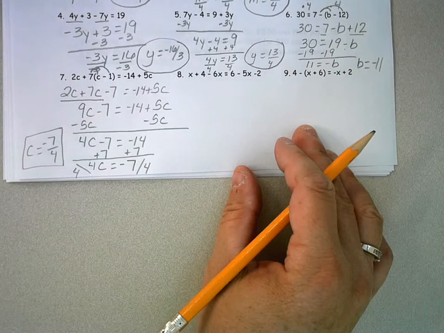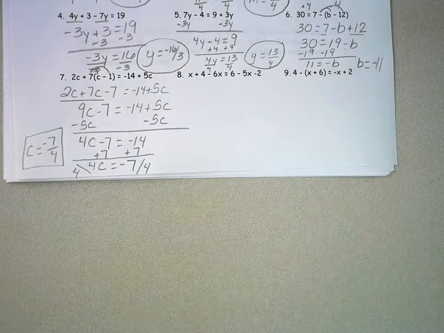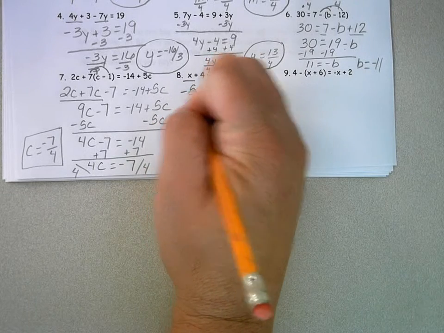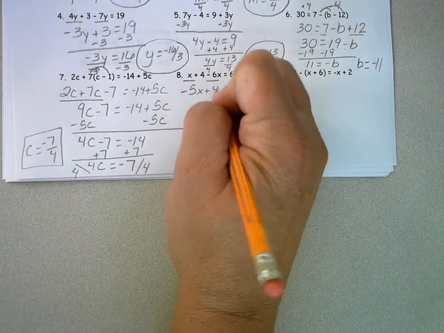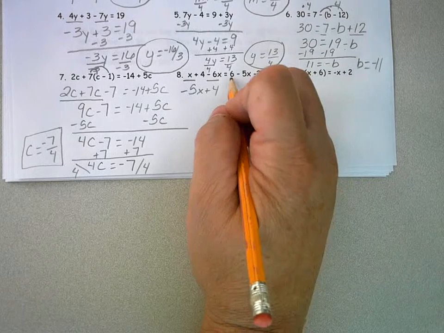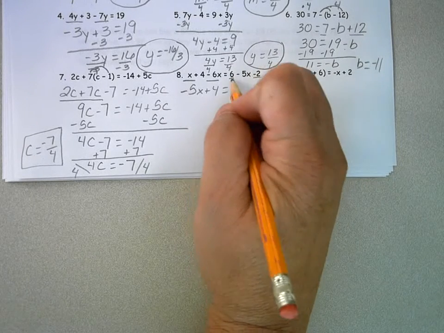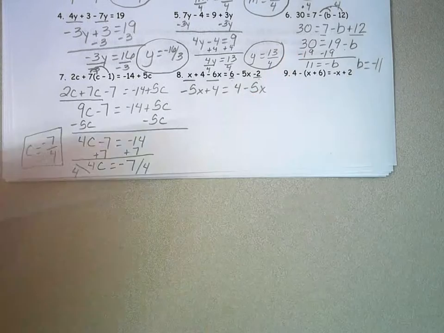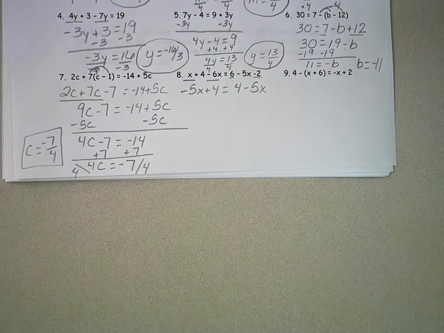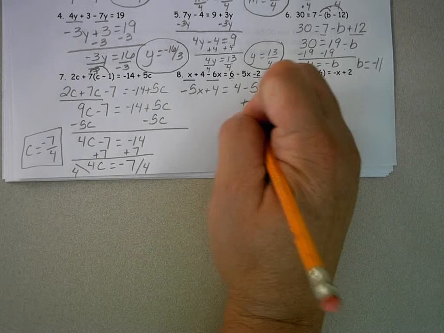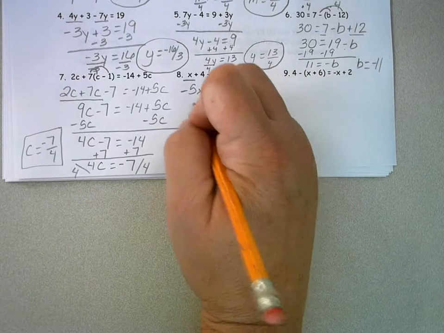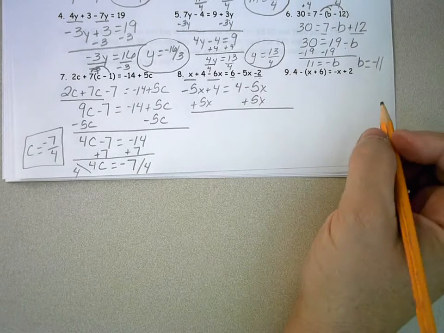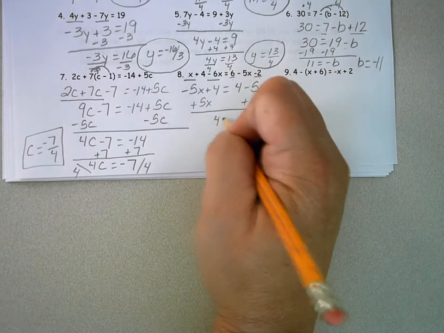Number 8, we start by combining like terms. X minus 6x is a negative 5x plus 4. 6 minus 2 is a 4 minus 5x. When we add 5x to both sides, that looks like it becomes 4 equals 4.